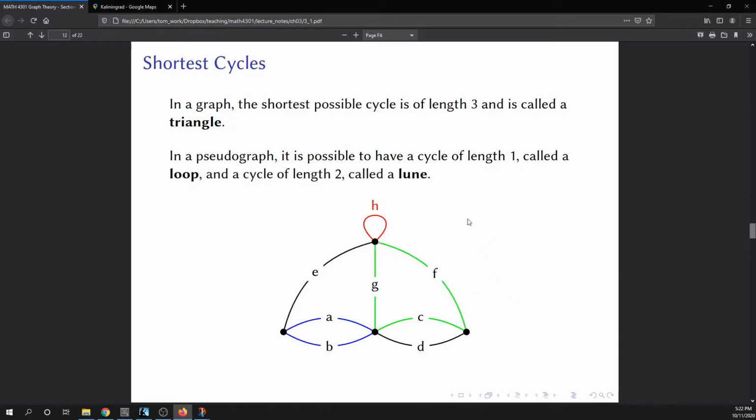Okay, but in a pseudograph, it is possible to have a cycle of length 1, and that's called a loop, like so, and a cycle of length 2, that's called a loon. All right, so here in blue you can see an example of a loon as well. So that's an important difference between cycles in pseudographs and cycles in graphs or simple graphs, however you want to call them.